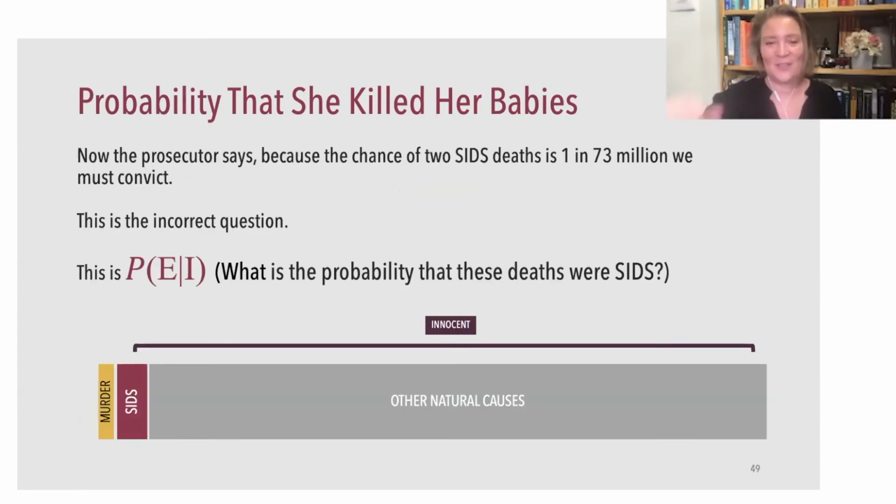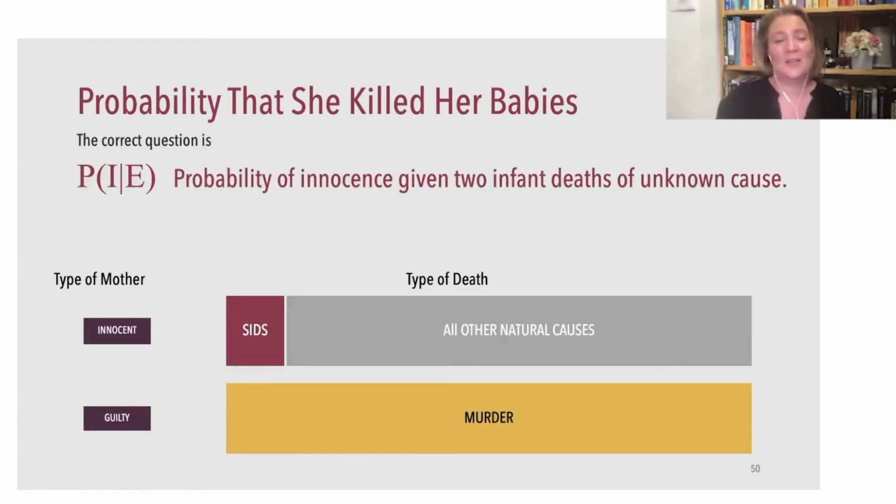I'll go back to the other slide a minute because I know this can be complicated. 1 in 73 million is the probability of E given I. So that's the probability of the evidence given that she is innocent. What we need is the probability of innocence given the evidence. So the probability of innocence of Sally Clark given that there are two infant deaths in her home of unknown causes. So the probability of innocence is whether she's an innocent mother or a guilty mother.